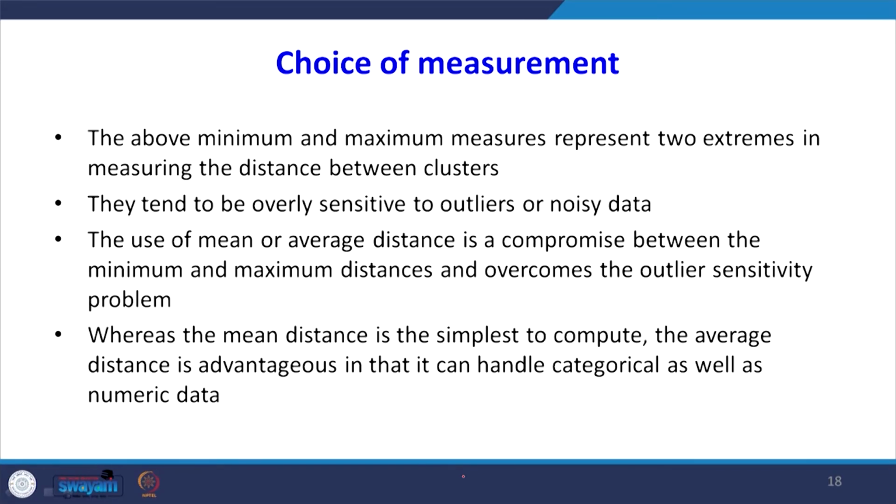Let us go for choice of measurement. The above minimum and maximum measures represent two extremes in measuring the distance between clusters. They tend to be overly sensitive to outliers or noisy data. The use of mean or average distance is a compromise between minimum and maximum distances and overcomes the outlier sensitivity problems. Whereas the mean distance is the simplest to compute, the average distance is advantageous in that it can handle categorical as well as numeric data.